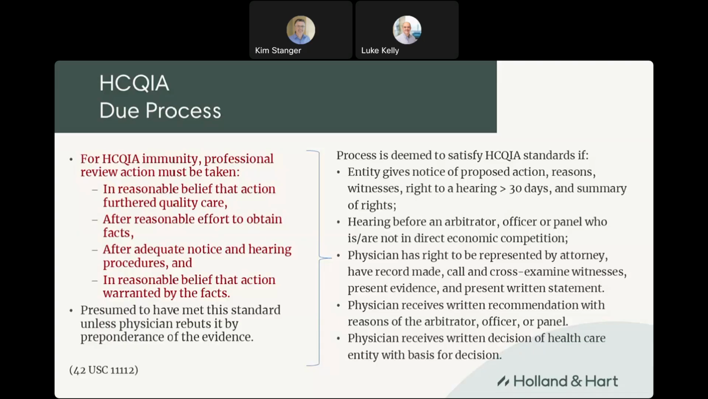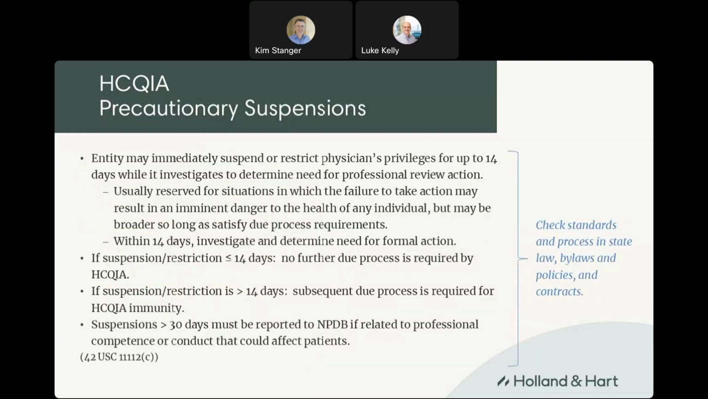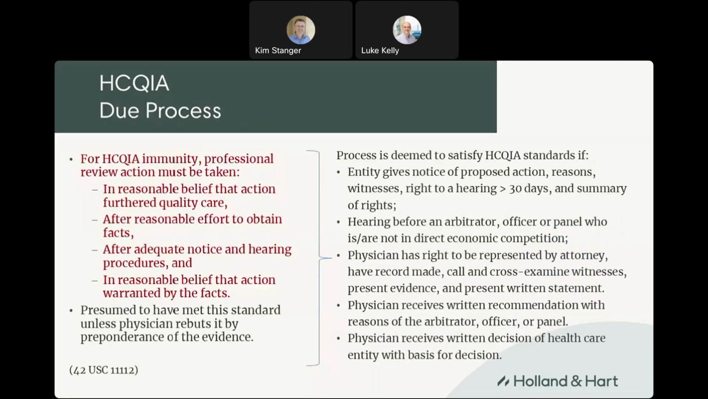Now, there's nothing in HCQIA that requires you to give this due process. It just says if you want HCQIA immunity, then you've got to give the due process. But this is the principal reason why you have these due process requirements in your medical staff bylaws and the like for physicians: so that you can get the benefit of HCQIA immunity. Now, note that that immunity only applies to physicians, so it may be that you don't want to give that same level of due process to non-physicians because it's burdensome and expensive, and you don't get the benefit of HCQIA immunity in those situations. You should also check state law because state law may require you to give some level of due process, and so you need to be aware of that.